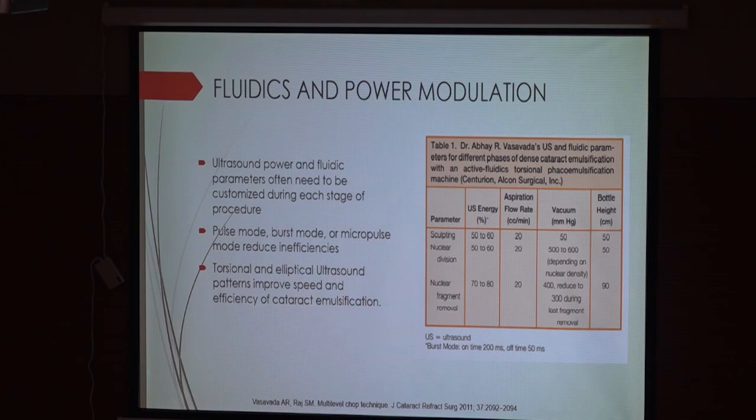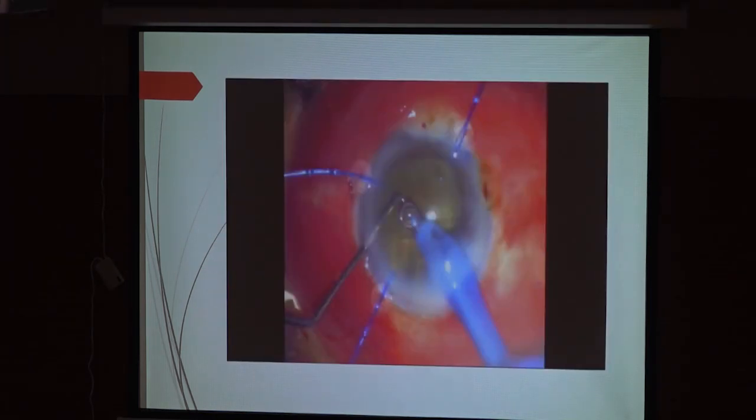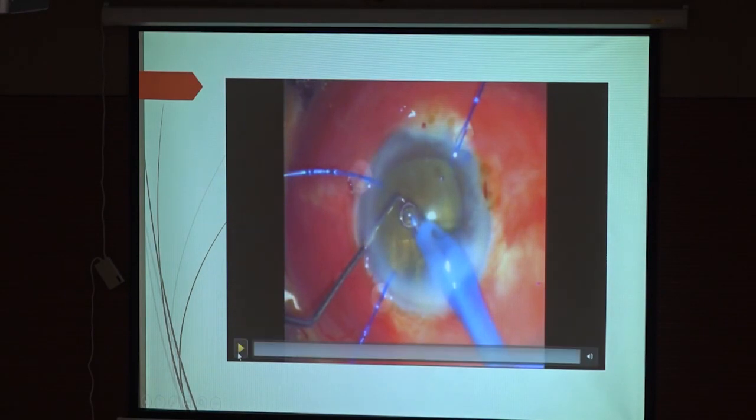So then we have to customize fluidics and power used during every case basically. So depending on the density, hardness, you have to adjust. And pulse mode, burst mode will give you advantage that they are only used for certain period of time. So in between that time you are not using energy, so your endothelium is safer. And if you are lucky to have torsional or elliptical phaco facility in your phaco machine, then you will be a little more efficient.